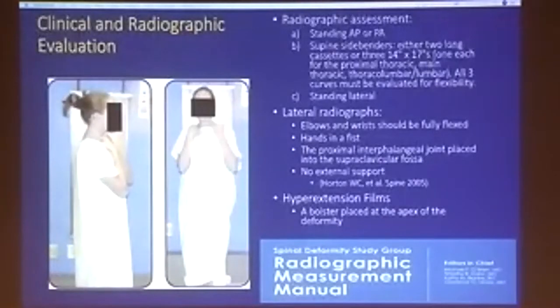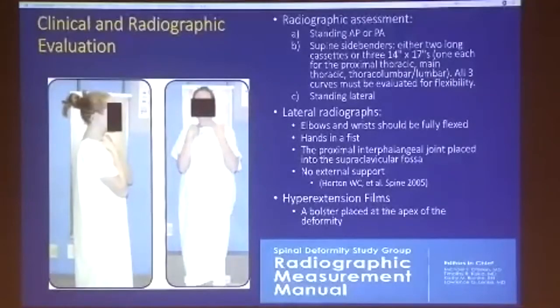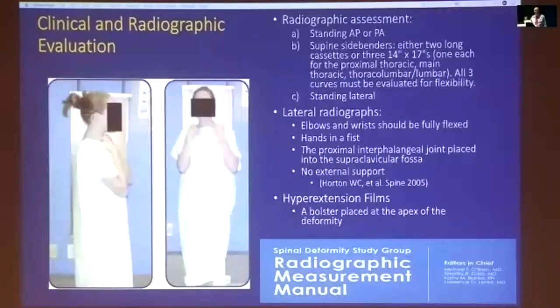This is important. When you're taking pictures, many people ask me, how do we take correct pictures? You don't need to have large film cassettes or anything, as long as you get a real size image. Tell your technician to take a big chest x-ray picture, and you can attach three together, and it works pretty well. So you've got standing PA, supine, side benders, either one side or the other. You've got standing lateral radiographs.